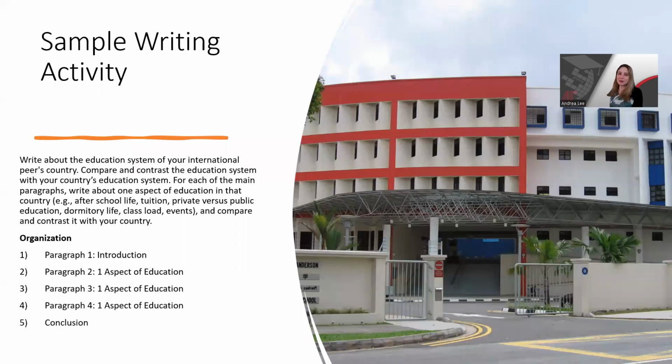This is also a fun sample writing activity that I've done with my students in the past. Write about the education system of your international peer's country, and then compare and contrast it with your country's education system. So for each of the main paragraphs, the body paragraphs, you could look at one aspect of education. For university students, that might be tuition, public versus private universities, after school life, clubs on campus, events. For K-12, class schedules, what is homework like, things like that.